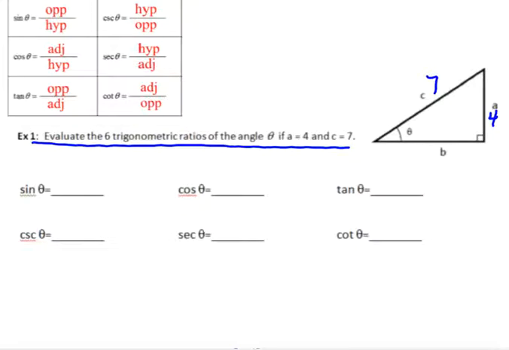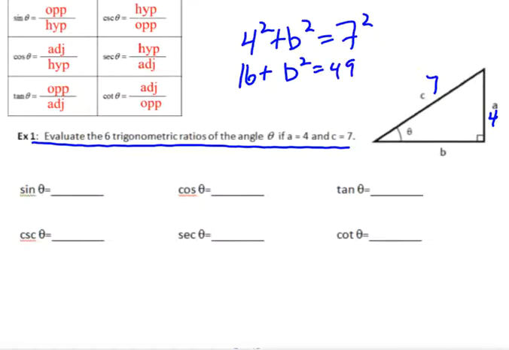So my a squared plus b squared equals c squared. So I have 4 squared plus b squared equals 7 squared. Make sure that hypotenuse is in that C position. So 16 plus b squared equals 49. I'll subtract 16 from both sides. So b squared equals 33.